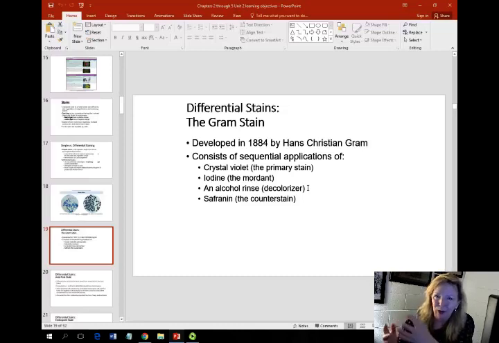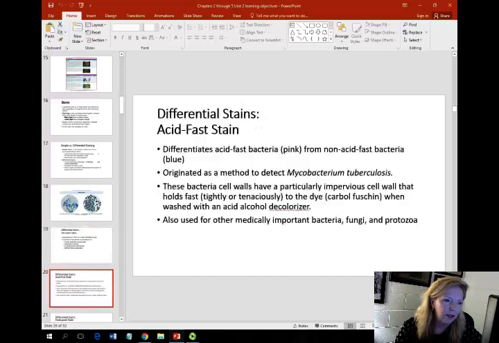E. coli, which we've already mentioned, Escherichia coli, is a gram-negative organism. That tells us we also know about its cell wall. It's going to be very different in what it looks like and how we can treat it than the gram-positives are. So again, classification of bacteria is based on gram reaction.